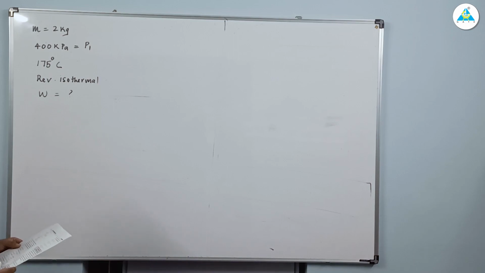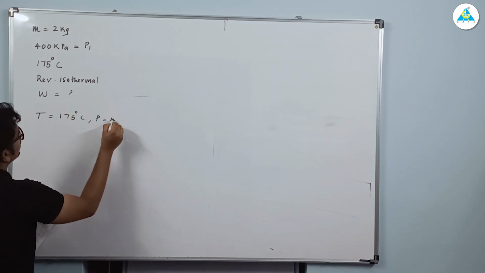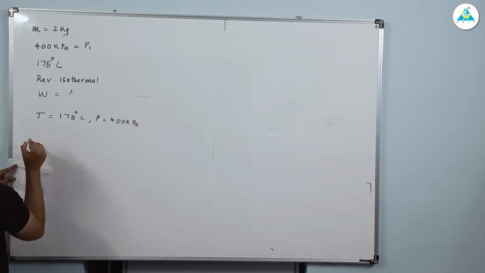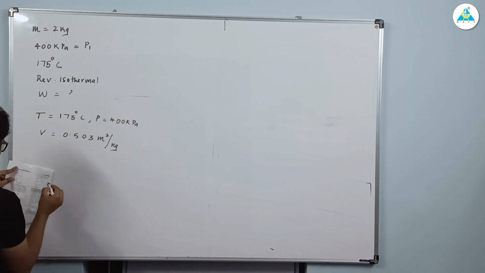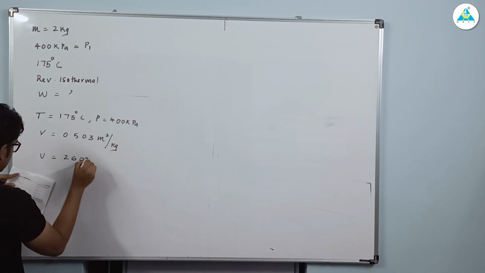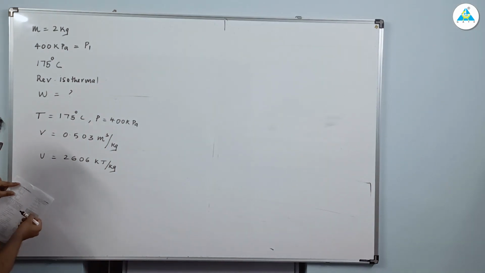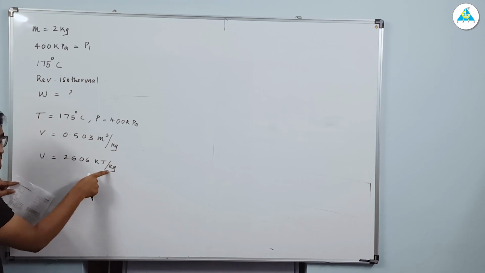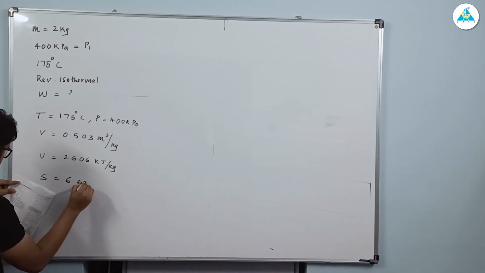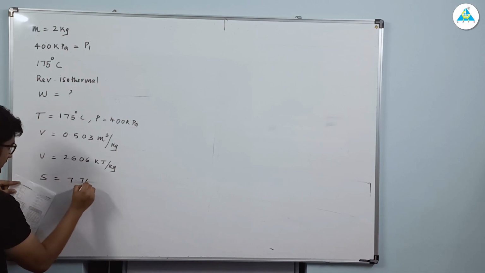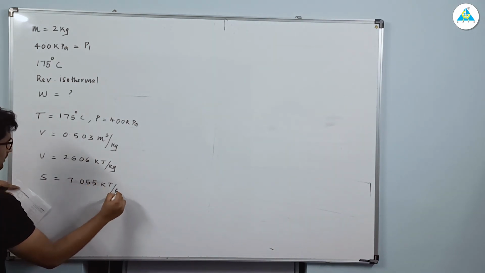Now, what is the work required for the process? So temperature 175 and pressure 400 kilopascal. The data is given. V is 0.503 meter cube per kg. This is the specific volume. Entropy and internal energy are given, 2606 kilojoule per kg. So it should be what? Specific value, that is your intensive property, right, or extensive property? Extensive means there will be no per kg, so this is an intensive property, right? Now entropy for this case is 7.055 kilojoule per kg Kelvin.